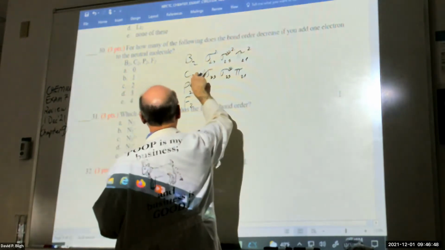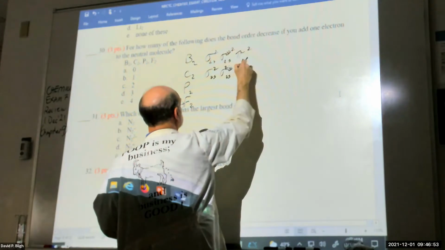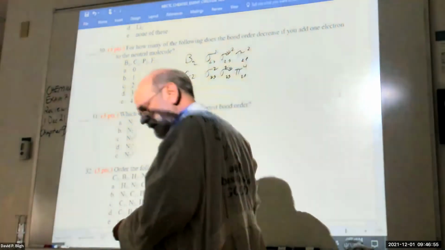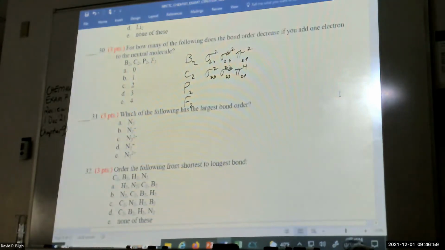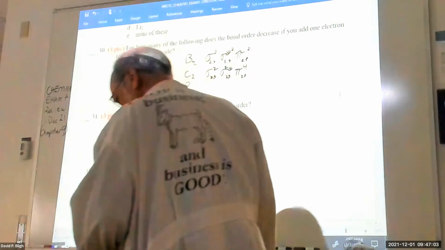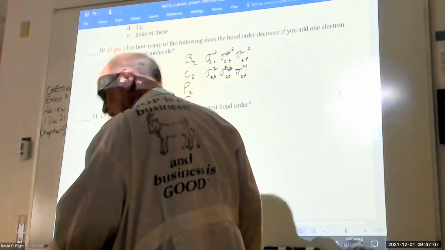Except it has 4 each, so it's 8. 2, 4, 6, 8. Phosphorus. Okay, where's phosphorus going to be? Phosphorus is under nitrogen. So if we look at nitrogen, we have to assume that it's going to behave like nitrogen, which would be mixing.